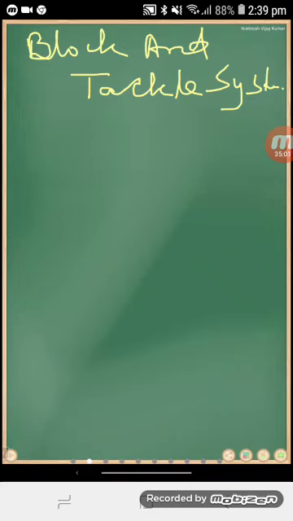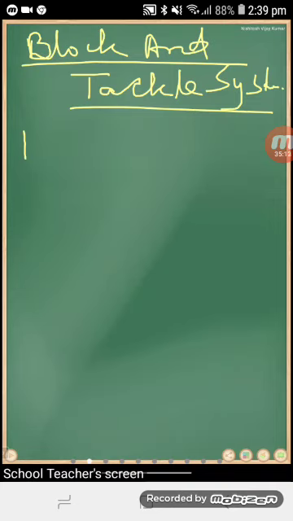So we have the block and tackle system. In this, we have a combination of the different types of pulleys. Okay, we have one part called the block.